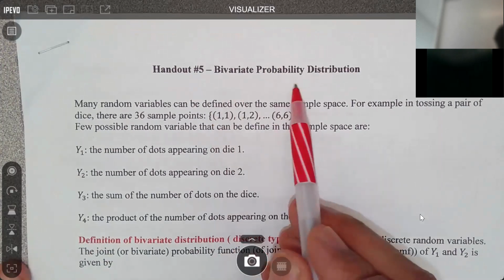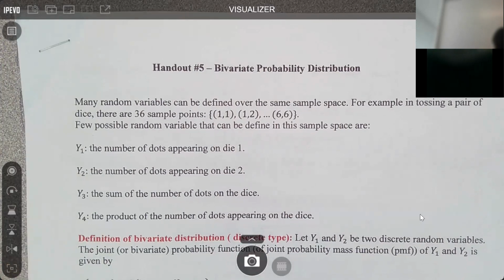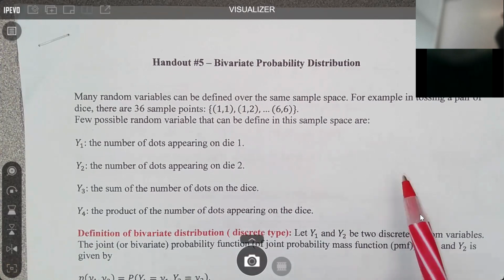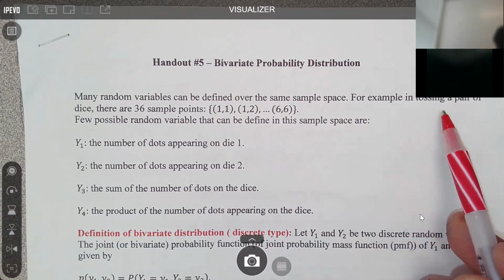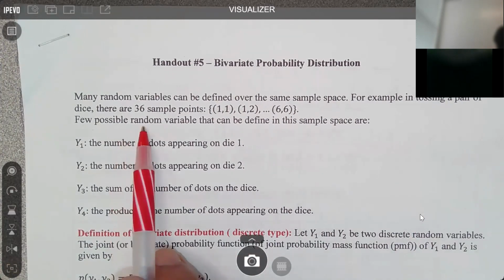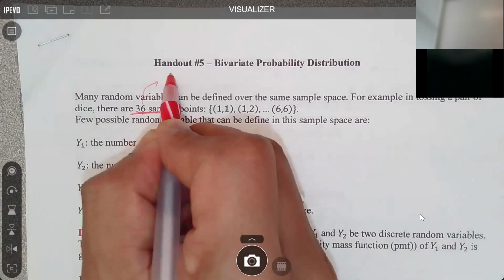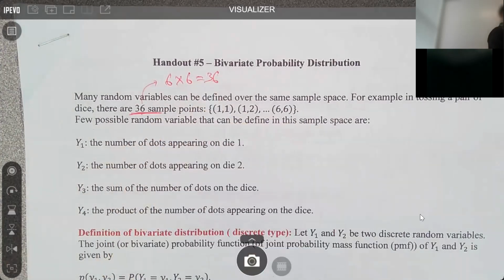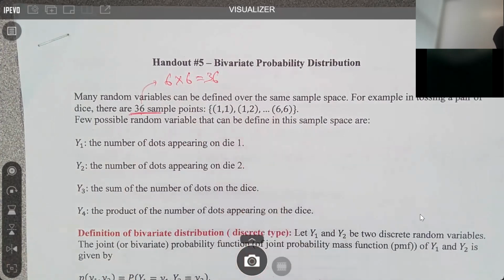Now, bivariate probability distribution. Many random variables can be defined over the same space. Now it is giving some simple example. For example, tossing a pair of dice, there are 36 sample points, right? It is 6 times 6, and that's how it comes to 36 here. Those possibilities are (1,1), (1,2), up to (6,6).